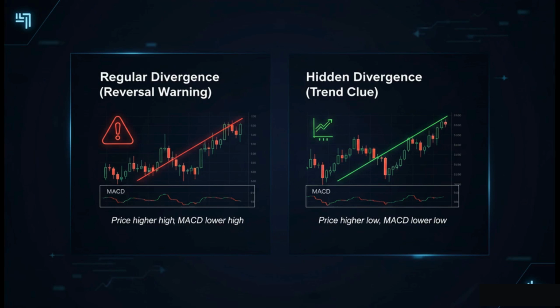Now let's dig into divergence because it's super powerful, but people get it wrong all the time. Regular divergence is a huge warning sign. Price makes a new high, but MACD makes a lower high. That means the buying pressure is fading, the trend is getting tired. Hidden divergence is the opposite. It's a clue that a pullback is probably over and the main trend is about to kick back in. But here's the most important rule. Divergence is an alert, not a trade signal. You always need to wait for price to confirm the idea.